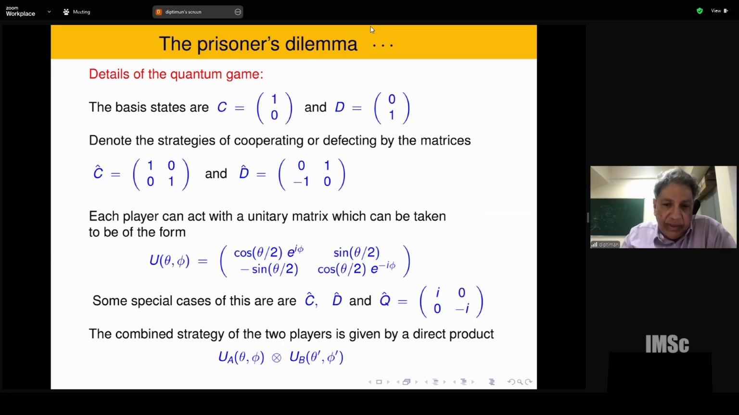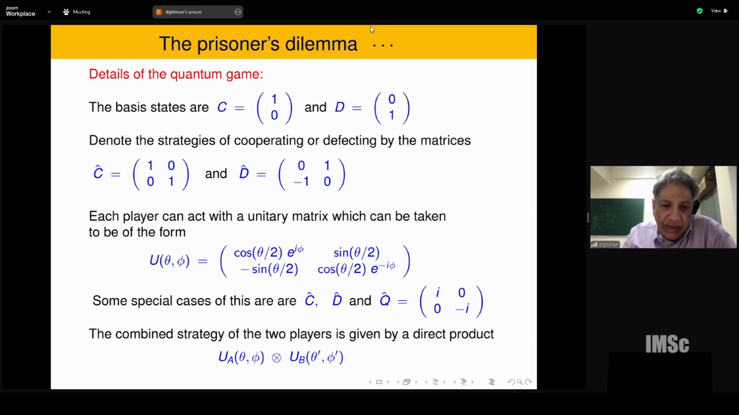The players move, as I said, they can act with a unitary matrix. And the most general unitary matrix they can take is given here. Cos theta by 2 e to the i phi, that's the 1, 1 element. The 1, 2 element is sine theta by 2 and so on. So there are some special cases of this.